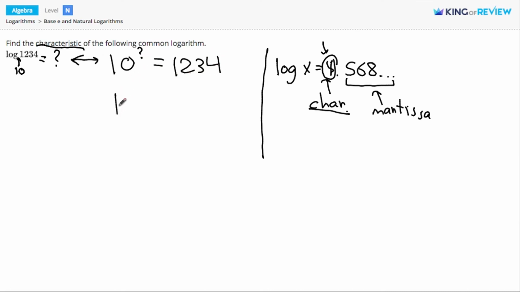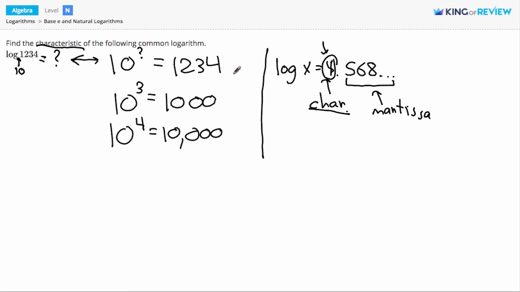I know that 10 to the third power, 10 times 10 times 10, is 1,000. And I know that if I go up to the fourth power, 10 to the fourth power is equal to 10,000. Now 1234 is somewhere in between these two numbers, which means the power, the question mark that we're trying to find, is somewhere between 3 and 4. It's 3 point something, something, something, something. I don't really know what these decimals are, but the point is, we know it starts with a 3.